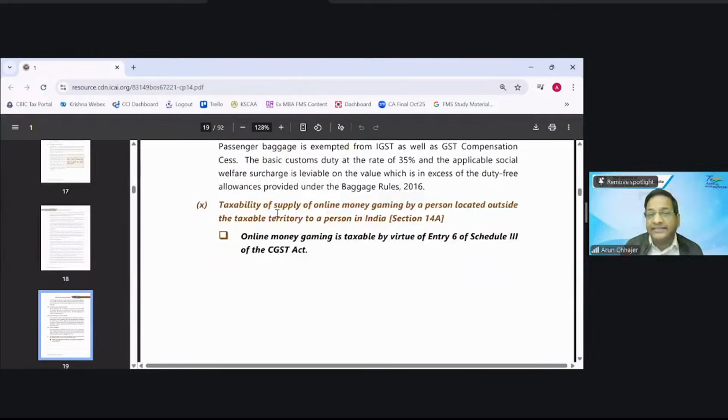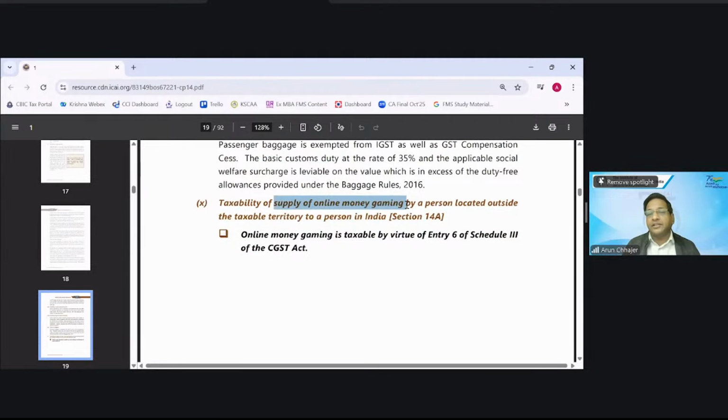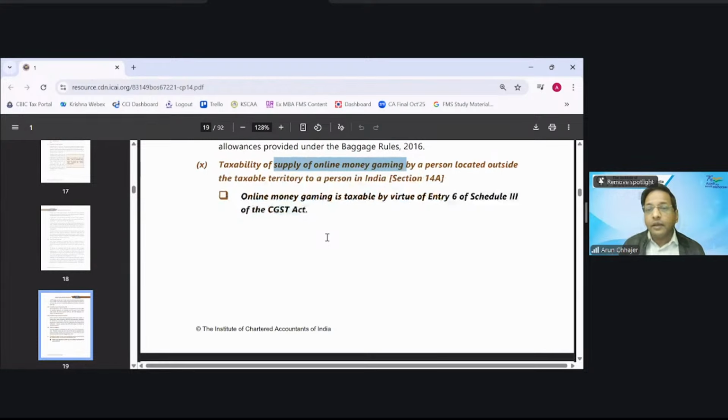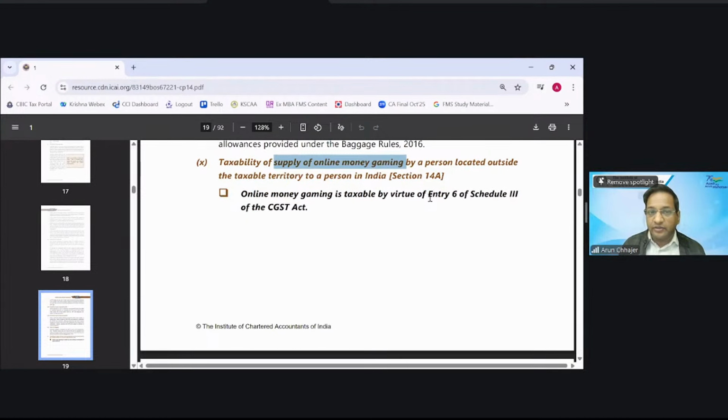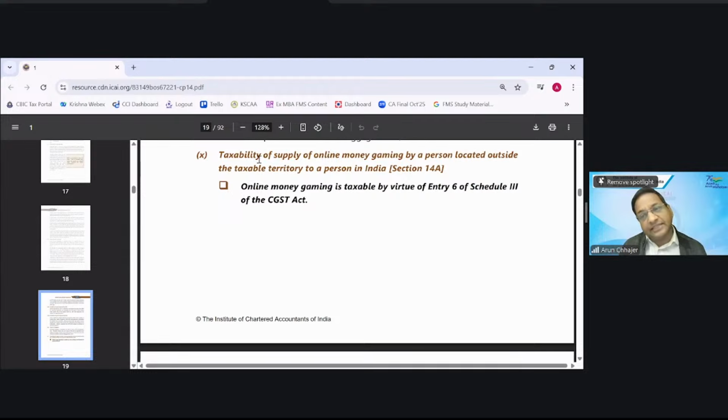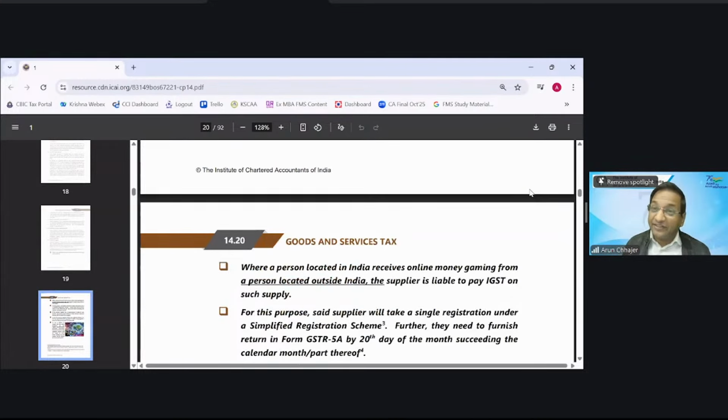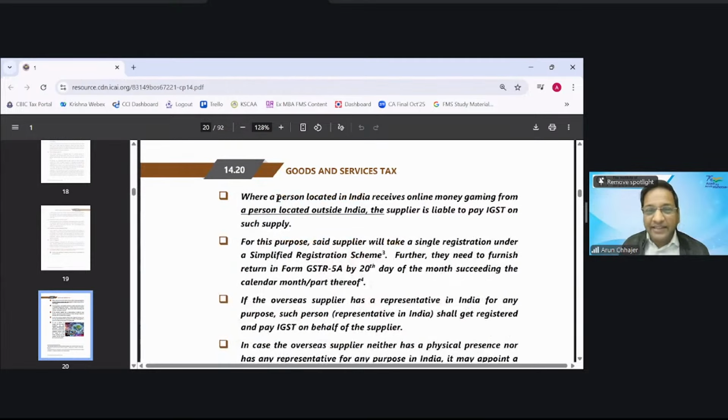Okay. Taxability of the supply of online money gaming by a person located outside India to a person in India. Again, Section 14A, by virtue of entry 6 of the tax schedule. Schedule 3 here doesn't mean whatever schedule we are talking about. It refers to the tax rate schedule, where the person located in India receives the online money gaming from a person located outside India.